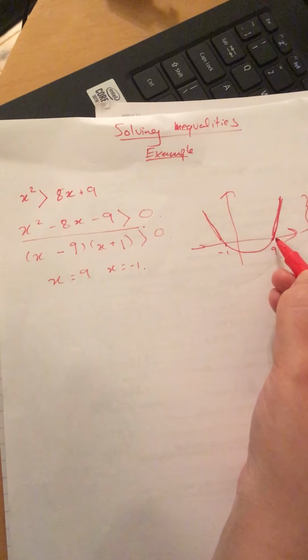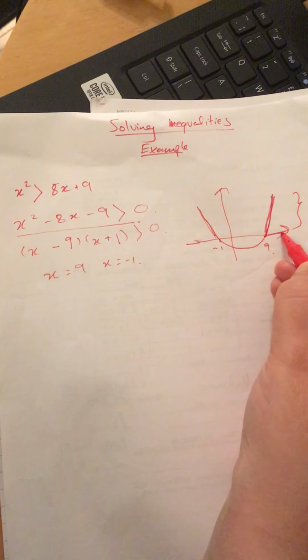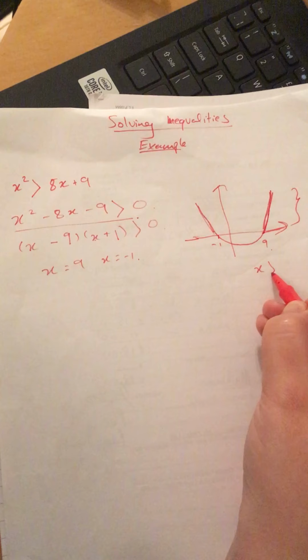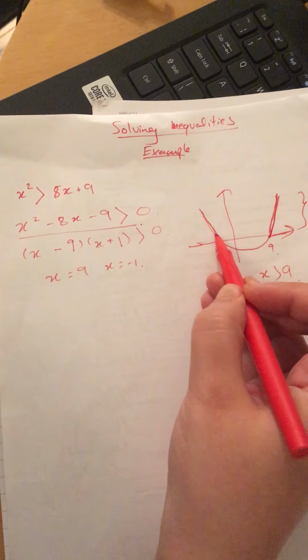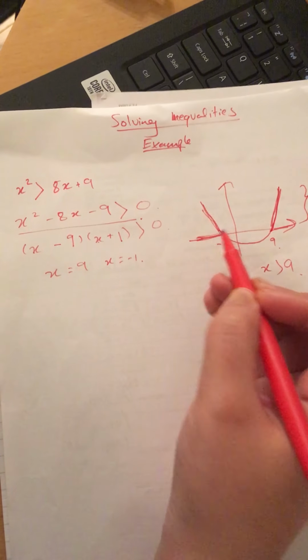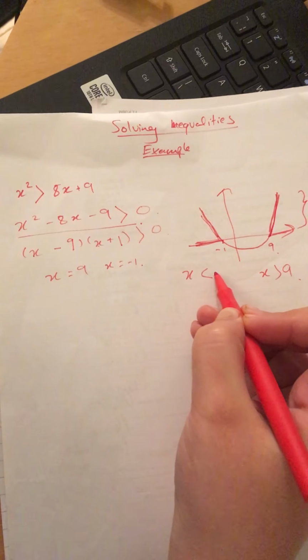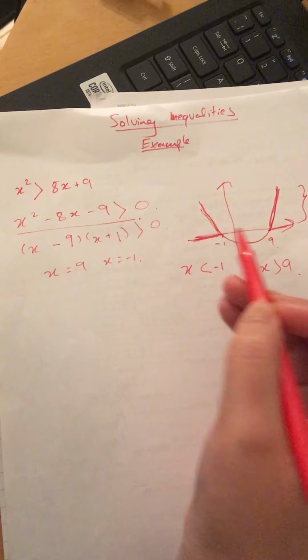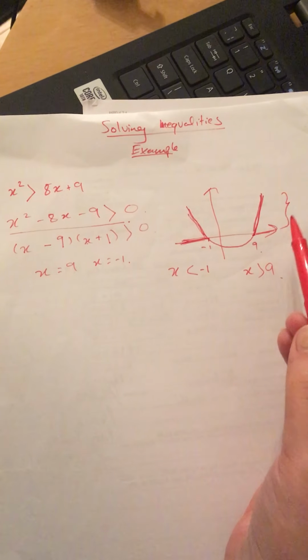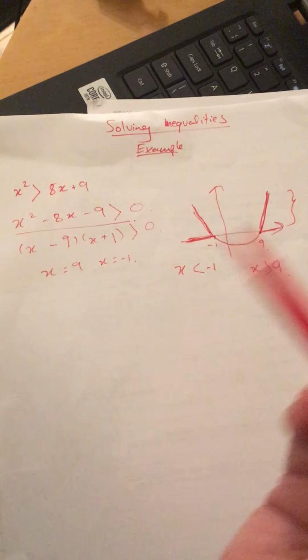So that means the values for x that are bigger than 9 are the values that I want. So when x is greater than 9, and the values of x that are less than minus 1, so x is less than minus 1, are the values that I want. So that's why it's always good to draw a small sketch to help you see your answer.